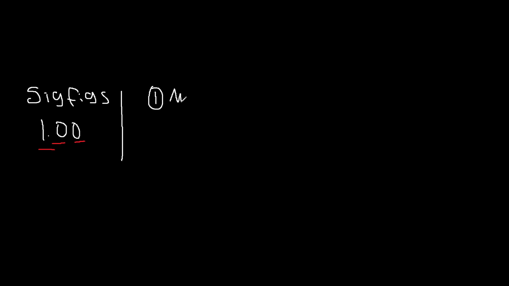One is when you're dealing with multiplication and division. When we're dealing with that, the rule is the lowest number of sig-figs is used.